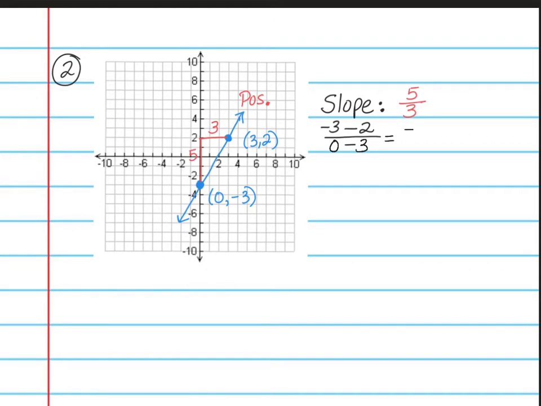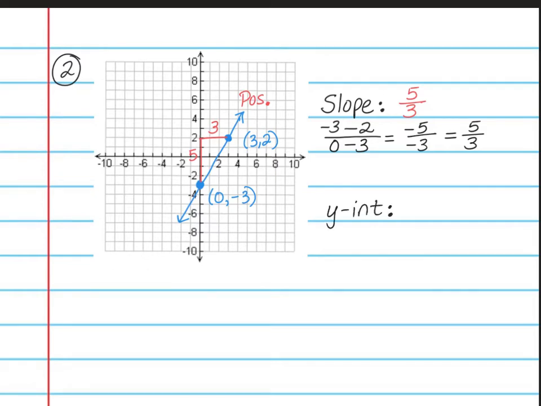-3 minus 2 is -5. 0 minus 3 is -3. Whenever you have a double negative, they cancel and it becomes positive 5/3. So as you can see, we got our same answer using the formula as we did when we counted on the graph. My second bit of information is to find the y-intercept.